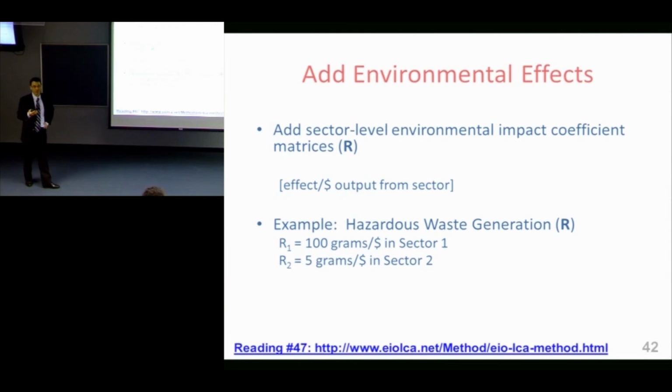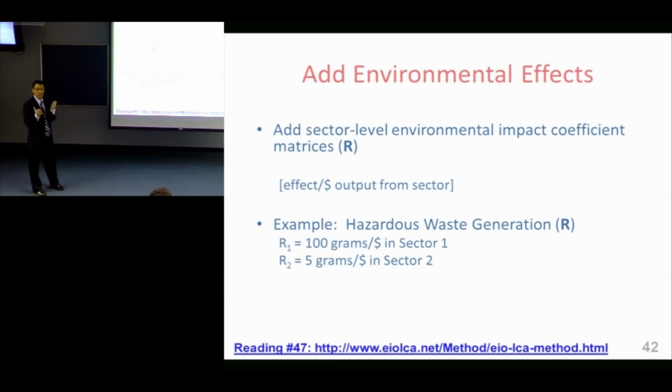This is where the environmental part comes in. So, if we can do this with dollars, then why don't we just do this with environmental emissions? So let's go into Jose's question. Well, if we can survey economic data, why don't we survey environmental data? And we'll do our best. And we'll determine that for every dollar spent in sector 1, 100 grams of hazardous waste are created. And for sector 2, from our example, 5 grams of hazardous waste produced for every dollar spent in sector 2.